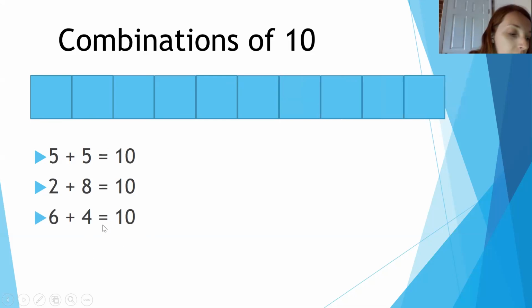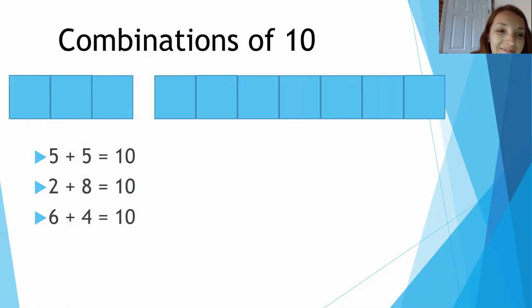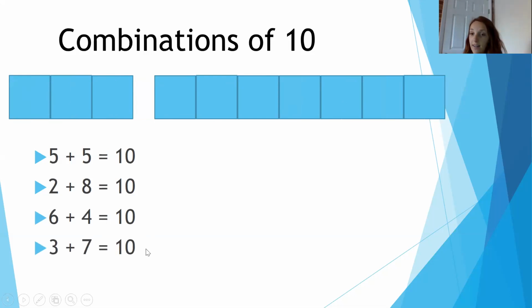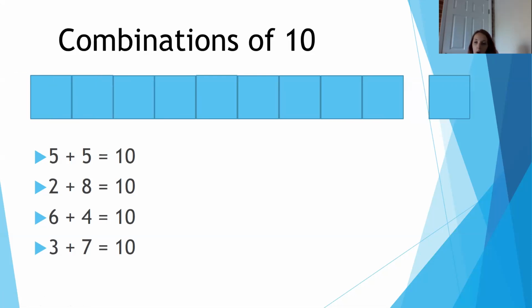I'm going to put them back together and break them apart here. How many do I have in this group? 3. How many do I have in this group? 7. 3 and 7. 3 plus 7 equals 10. Good. Last one.